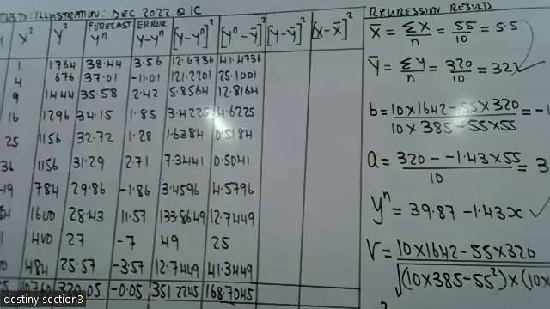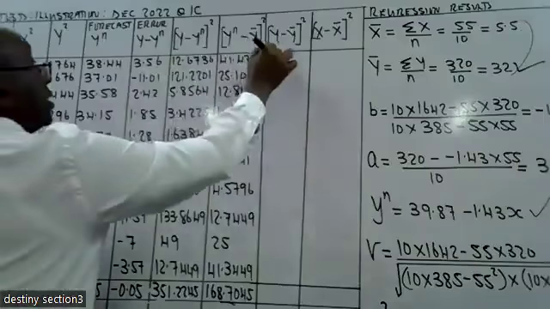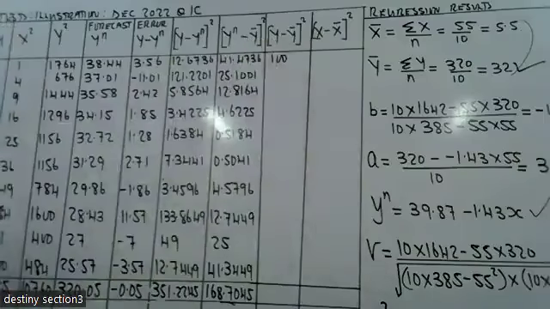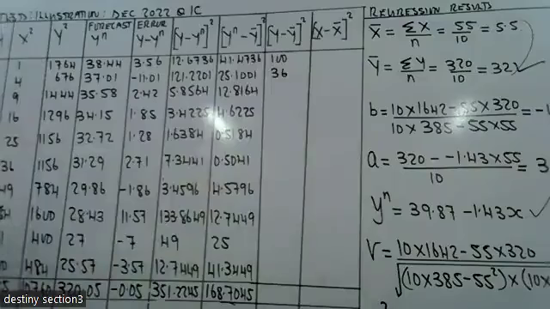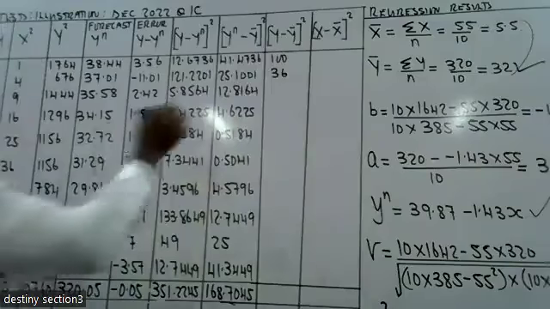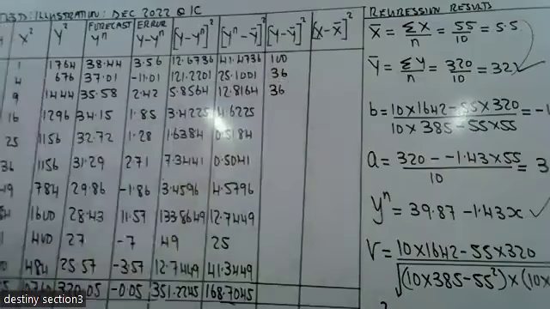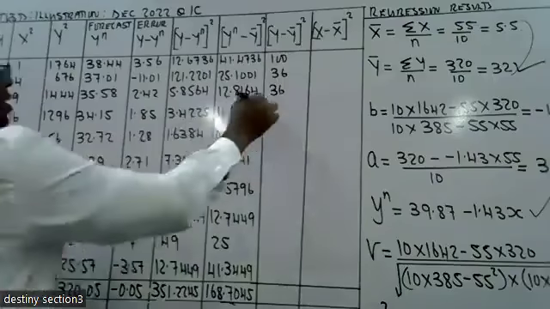Okay, y minus y bar. Now again take these values of y. This 42 minus that 2, you square. That is 100. 26 minus that 2, you square. 36. 38 minus that 2, you square. 36 again. 36 minus that 2, you square. 16.